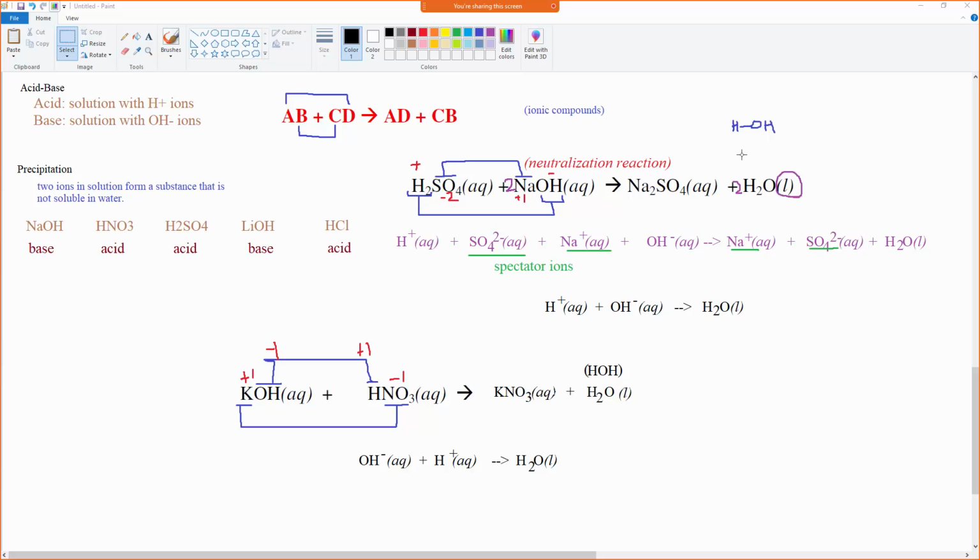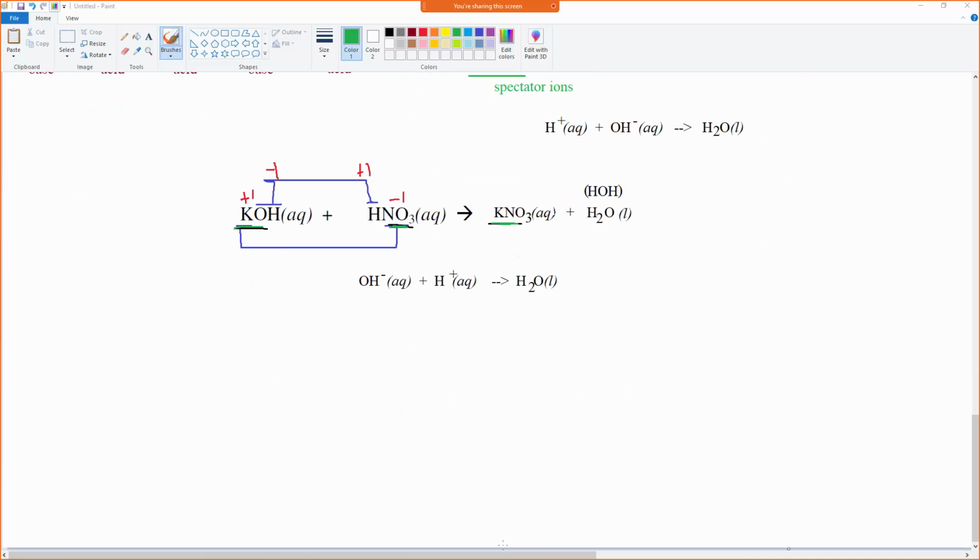What are your spectators in this guy? Spectator ions. Yeah, the potassium and the nitrate. Those are all your spectators. I meant to do that green. Spectators. Okay, let's look at your worksheet. We've got just a few more to do here, just to make sure that we're understanding it all.